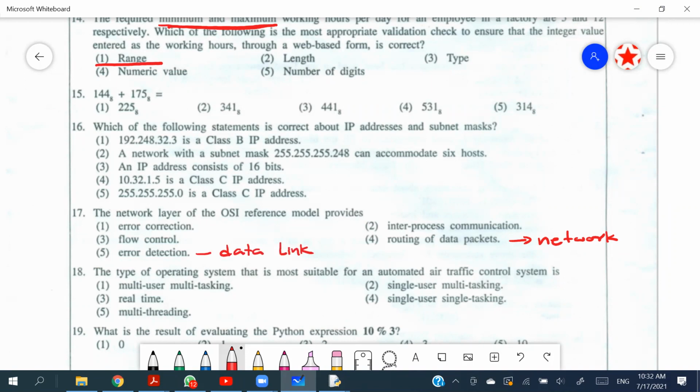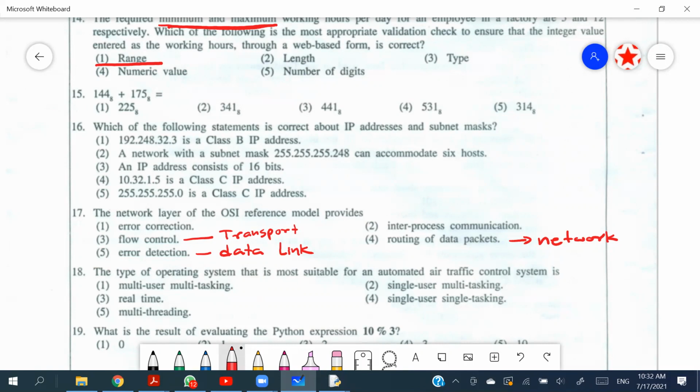Flow control and error control. Error correction happens. Error correction, we don't talk about that much. I'll see how the error correction is done. Flow control happens in the transport layer, right?